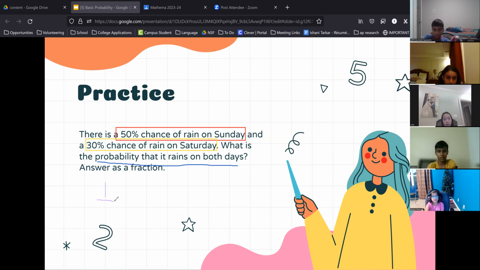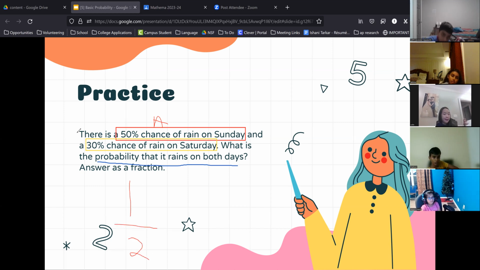It doesn't matter how we do this, but the probability of the first event, event A occurring, sorry, let me write A. The probability of event A occurring is 1/2, according to the information that we are given, and the probability of event B occurring is 30%, which is 3/10, according to the information we are given. So that would mean that we want to multiply them together in order to find our answer.